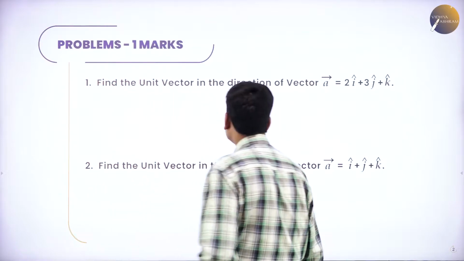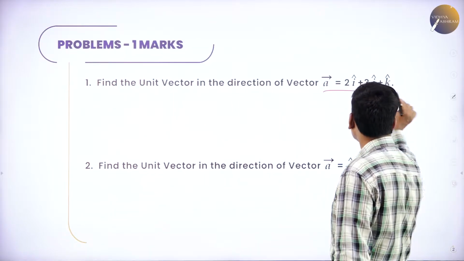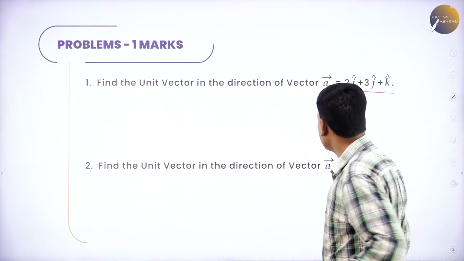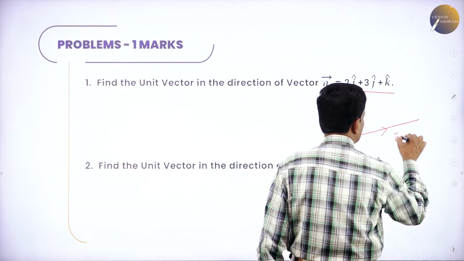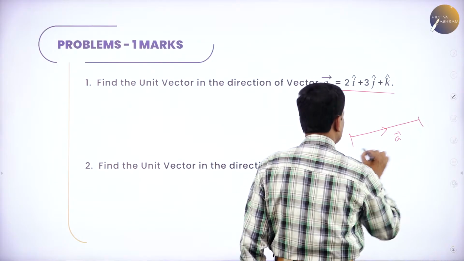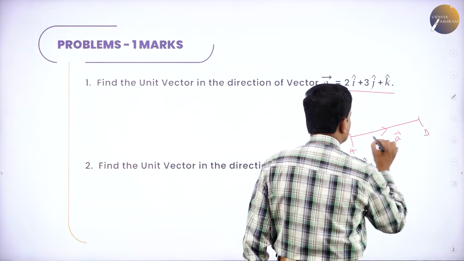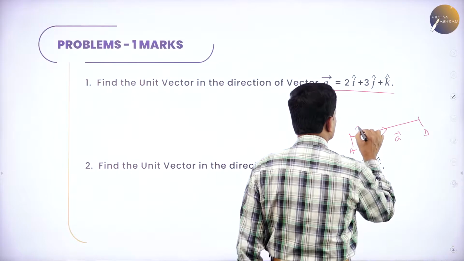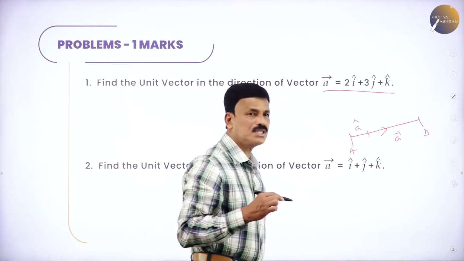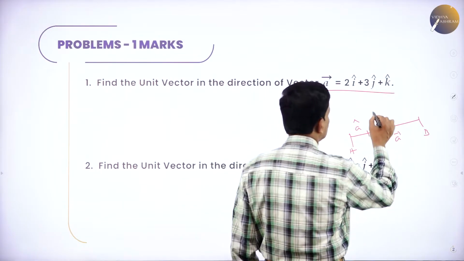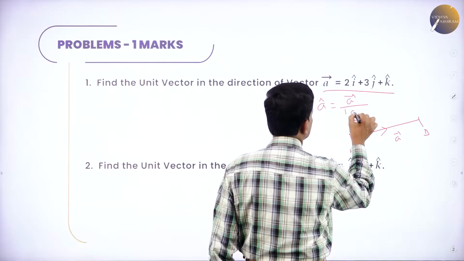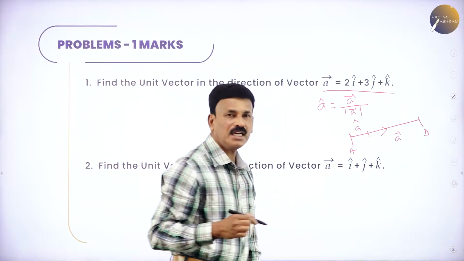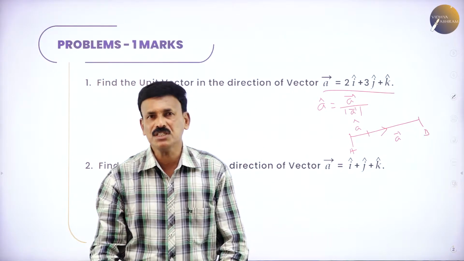Find the unit vector in the direction of the vector A. Now, in the last class we have discussed the formula for unit vector. Suppose this is the vector A, then AB is the vector. If this is the unit vector, this is called A cap. A cap is the unit vector. The unit vector is given by A cap is equal to vector A divided by its own length.